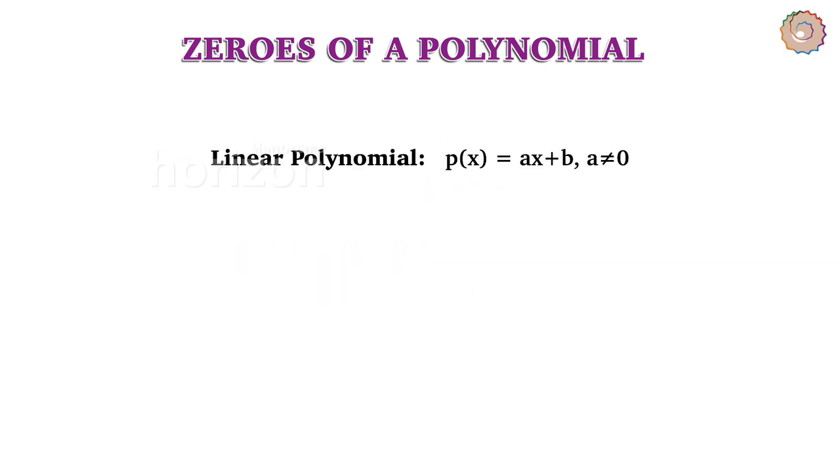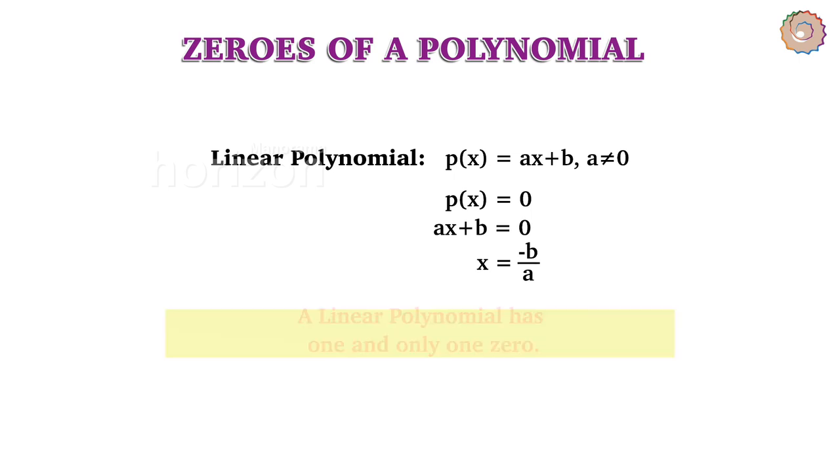Now, consider a linear polynomial, that is, the degree is 1. It will be of the form p of x equals ax plus b, where a is not equal to 0. To find the zero of the polynomial, we must solve the polynomial equation p of x equals 0. That is, ax plus b equals 0. So, x equals minus b by a, which means that minus b by a is the only zero of the polynomial p of x. Or generally, we can say that a linear polynomial has one and only one zero.